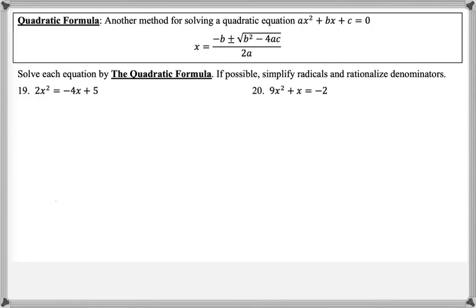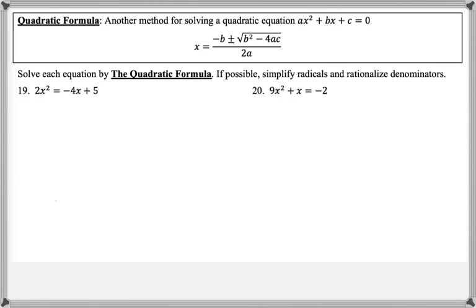The fourth method for solving quadratic equations is the quadratic formula. So for this method, we want to have everything on one side and 0 on the other. And then we can just plug the a, b, and c into the quadratic formula. So negative b plus or minus the square root of b squared minus 4ac over 2a.